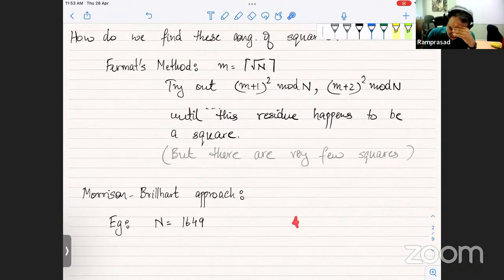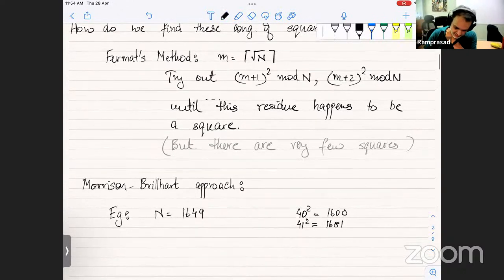So if I take 40 squared, this is 1600. So it's still a little less than that. So let's look at 41 squared. This happens to be 1681. So our m is 41. Sorry, m is not 41 squared, m is 41 in this case. So let's do the following. Let's start with 41 squared, 42 squared, and then slowly build up.